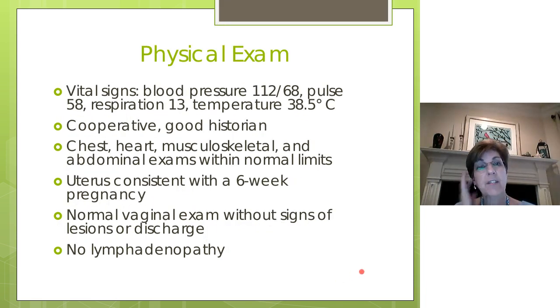Her vital signs are normal, and it does look like she has a little bit of fever, though, 38 point, that might have been a typo. I might have done that by accident. Let's say she doesn't have a fever, okay? Cooperative, good historian, chest, heart, and musculoskeletal abdominal exams are normal. Her uterus is consistent with a 6-week pregnancy. She has a normal vaginal exam without signs of lesions or discharge, and no lymphadenopathy.